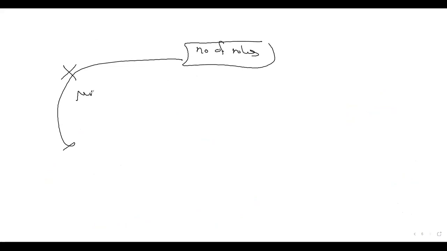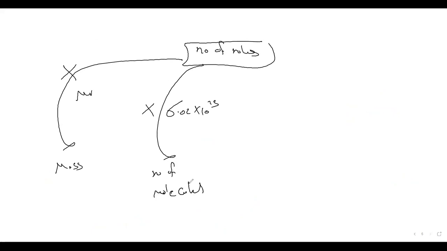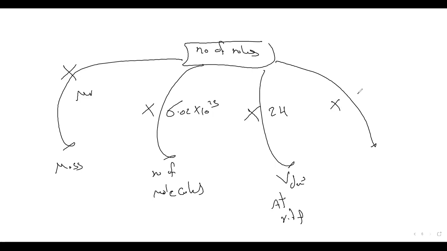Number of moles multiplied by molar mass to get the mass, multiplied by 6.02 times 10 power 23 to get number of molecules, multiplied by 24 to get volume decimeter cubed at RTP, multiplied by 22.4 to get volume decimeter cubed at STP.